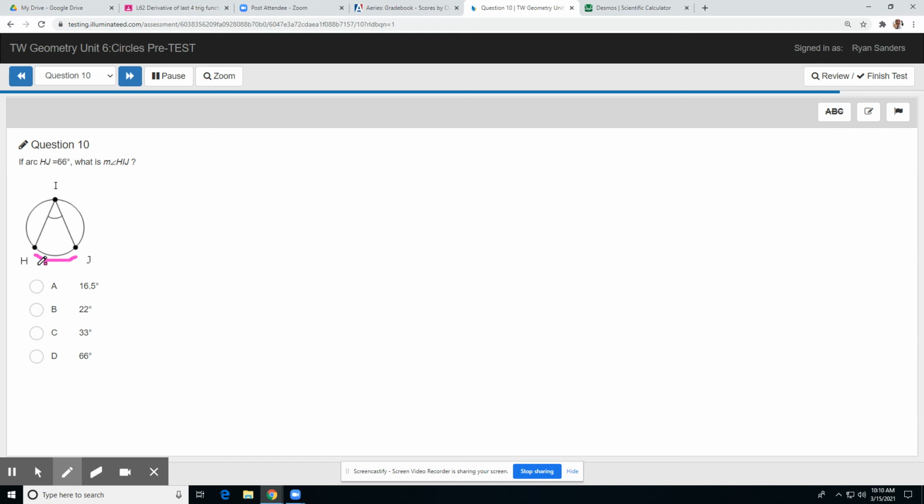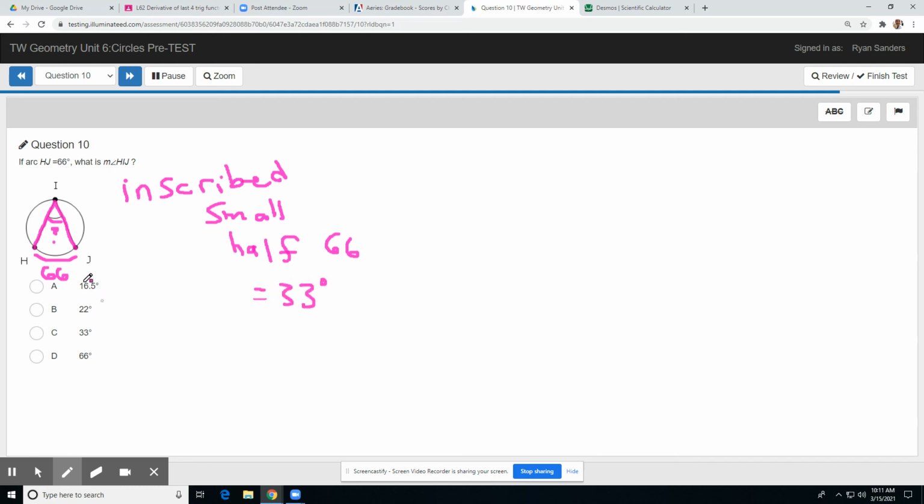Arc HJ is 66. What is the measure of angle HIJ? I really recommend you drawing these so you can see them. So they're looking for that one there. This one's inscribed again. An inscribed angle is either half or double. This one's the small one again that we're looking for. That's the half idea. So it's half of 66. Half of 66 is equal to 33 degrees. 33 for the inscribed angle.